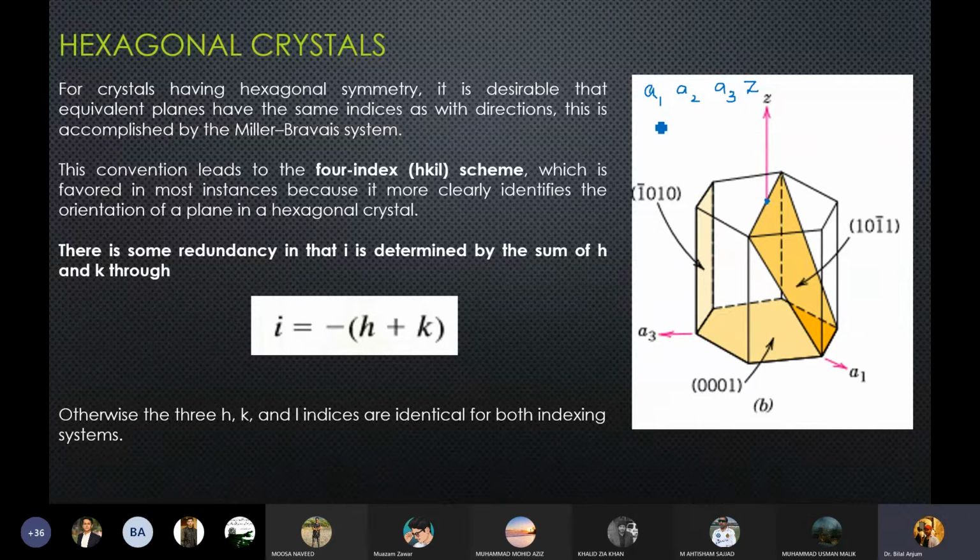All right, so for A1 it is 1, for A2 it is 0, for A3 it is -1, for Z it is 1. Taking the reciprocal, infinity. Taking the reciprocal, it would be 1, 0, -1, 1, or 1, 0, 1 bar, 1 in the square, in the curly brackets. That would give you the Miller indices for the plane. Clear enough? Yes, sir. All right.